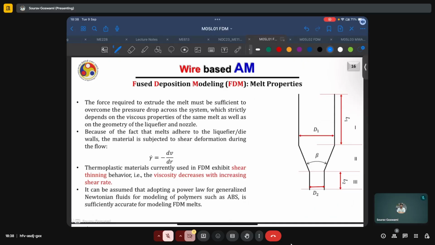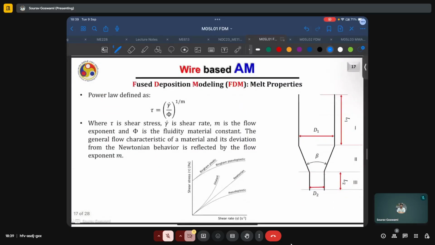Thermoplastic materials, which are the typical feedstock of FDM, exhibit shear thinning. That is, the viscosity will decrease with increasing shear rate. So the more you shear it, the easier it becomes to shear the material. And this behavior can be fitted very well by using a power law. It has been assumed that adopting the power law for generalized Newtonian fluids for modeling of polymers such as ABS is sufficiently accurate for modeling of FDM melts.